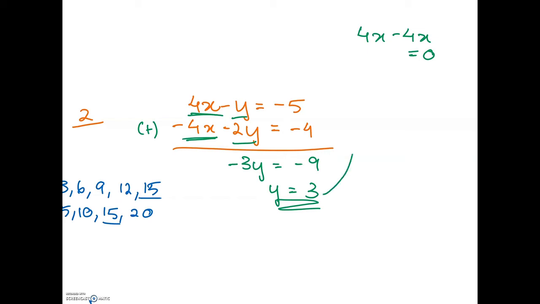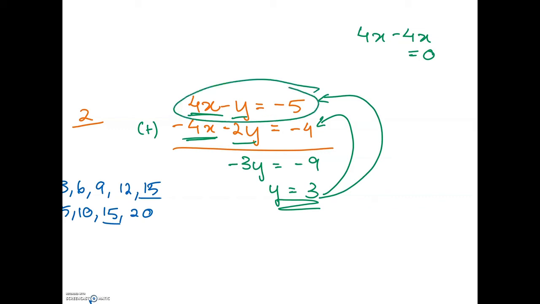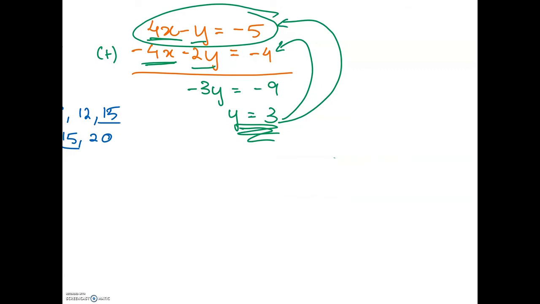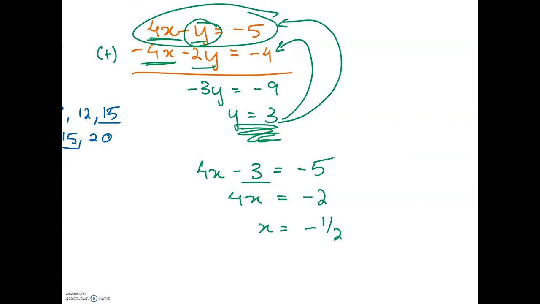Now if we substitute y equals 3 back into this equation, we can figure out the value of x. So let's substitute y is equal to 3 into the equation. So we have 4x minus 3, which is equal to negative 5. All I'm doing here is replacing this y term with 3. So then we have 4x is equal to negative 2 and x is equal to negative 1/2.